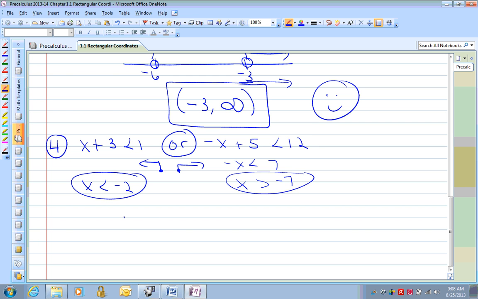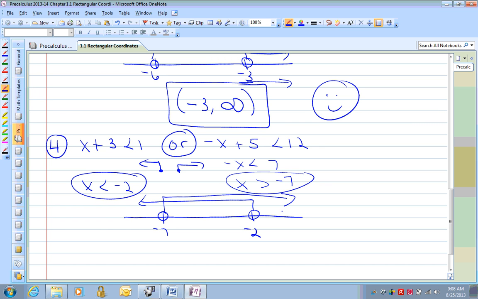Now, let's take a look again on a number line. So we have a negative 7 at this end. We have a negative 2 down here. Once again, no equality, so not inclusive, open circles. Let's read what this says. It says x is less than negative 2, so this is going to go off in this direction. This says x is greater than negative 7. This is going to go off in this direction.